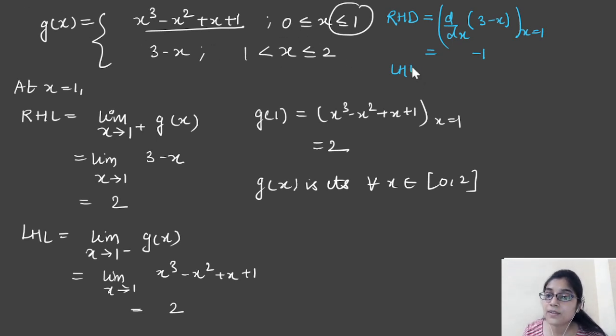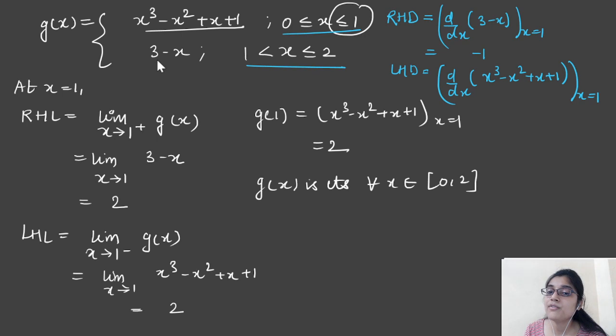When x is less than 1, because we have to work on 1 minus, it is going to be d by dx of x cube minus x square plus x plus 1, and then we find it at x equal to 1. Why are we checking at x equal to 1? Because in this respective domain it is a polynomial, so obviously it is continuous and differentiable. But 1 is the point where we need to check, because the definition of the function is changing at that point.